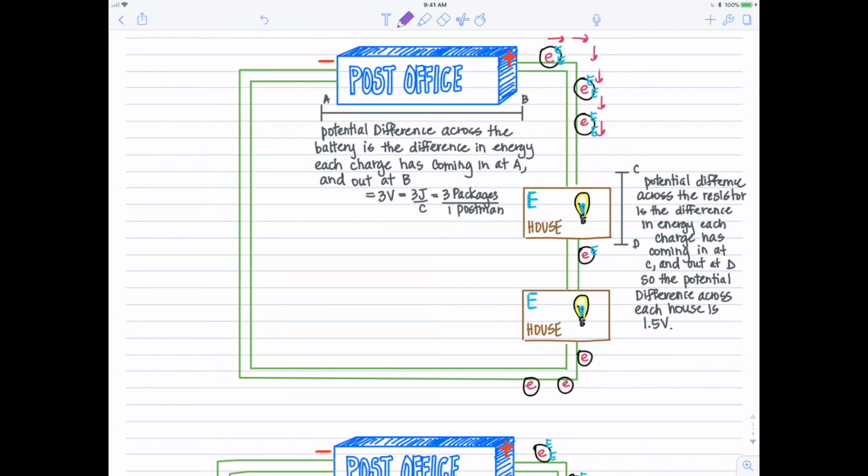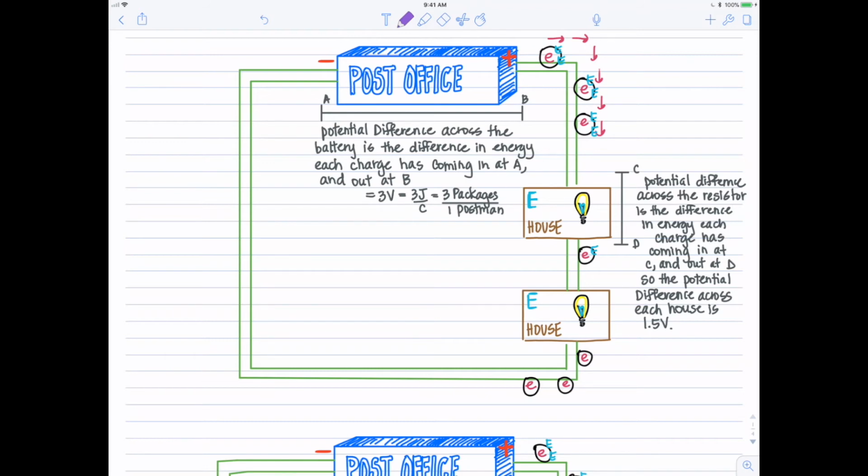So this is where we made our conclusion that with 2 resistors in series, 2 identical resistors, 50% of the total electrical potential energy will be used by the first resistor, and 50% of it will be used by the second resistor. So if we have a 3-volt battery, meaning 3 joules of energy per coulomb of charge, then that's like each postman having 3 packages with him. And each postman would drop off 1.5 packages at each house, or each coulomb would drop off 1.5 joules of energy to each resistor.